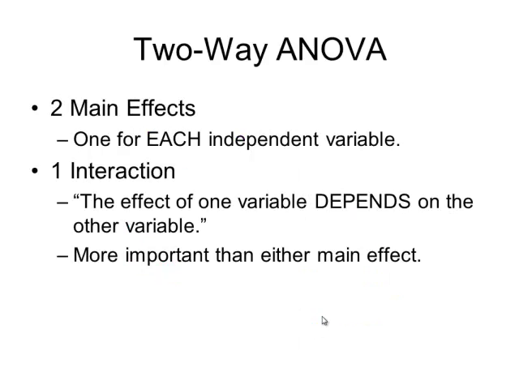Now, the interaction is actually the most important part of the two-way ANOVA. If you get a significant interaction, it trumps or is more important than either of the main effects, even if you get significant main effects. The reason for that is because once you have a significant interaction, if it's the case that one variable depends on the other variable, then the main effects are too simple of questions to be looking at anymore, and they become less important.